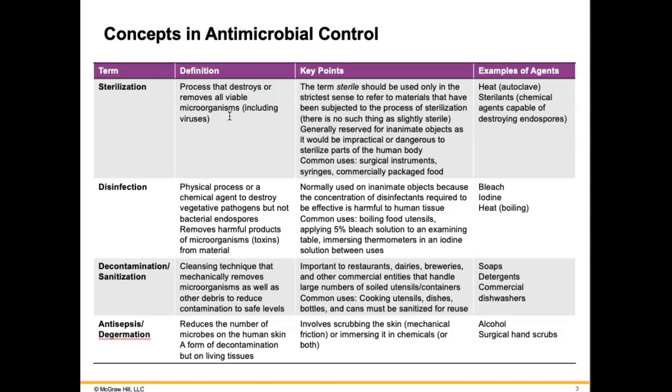Decontamination or sanitization is a cleansing technique that mechanically removes microorganisms as well as other debris to reduce the contamination to safe levels. So they use sanitization techniques in kitchens. You sanitize the utensils that you use to scoop out the salad dressings and such. So if you work in a hospital or you work in a food industry of any sort right now, I can't say this enough that I hope that you are following the guidelines put down by the regulators of all this.